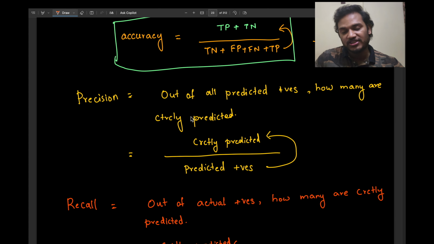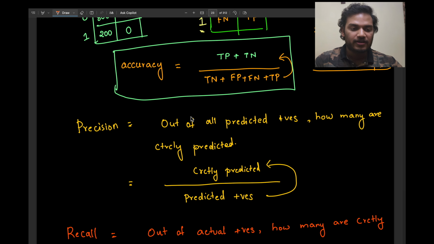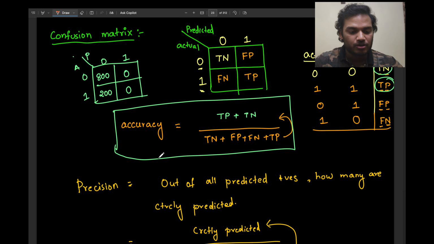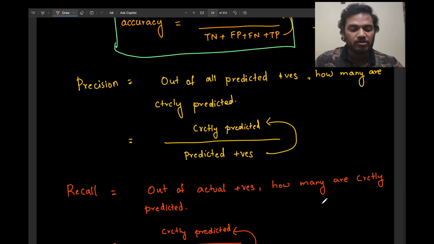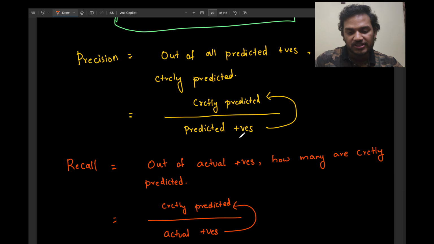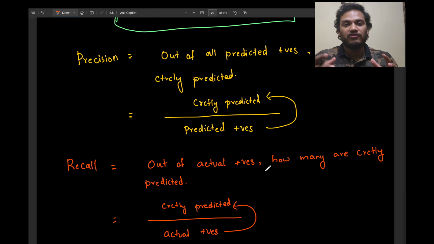Now, according to these definitions, can you write down the formulas, like how I wrote the formula for accuracy? In a similar manner, by seeing this confusion matrix and this table, can you write down what my precision formula and recall formula will be according to these definitions? Please write down these formulas in the comment section. And in the next video, we'll see what the corresponding formulas are.